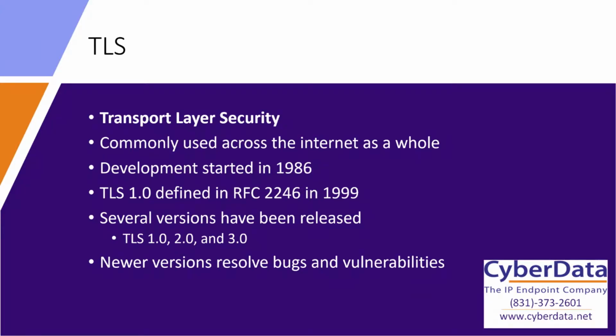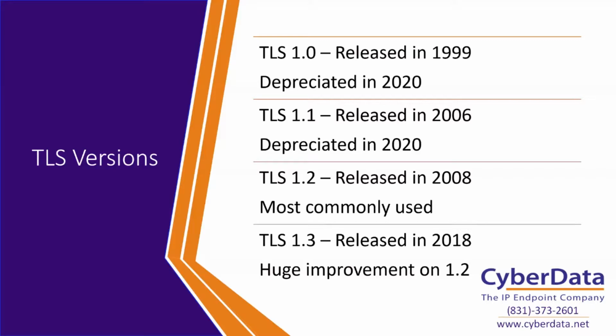And over the years, they've done several different versions, version 1.0, version 2.0, and then version 3.0. And of course, with every new revision, they're resolving bugs and big vulnerabilities in there. And as such, the older versions are deprecated and not really used anymore. With the TLS versions, we have TLS version 1.0 that was released in 1999, and then it was deprecated in 2020, as well as TLS 1.1 that was released in 2006, so about 7 years later, was also deprecated in 2020.